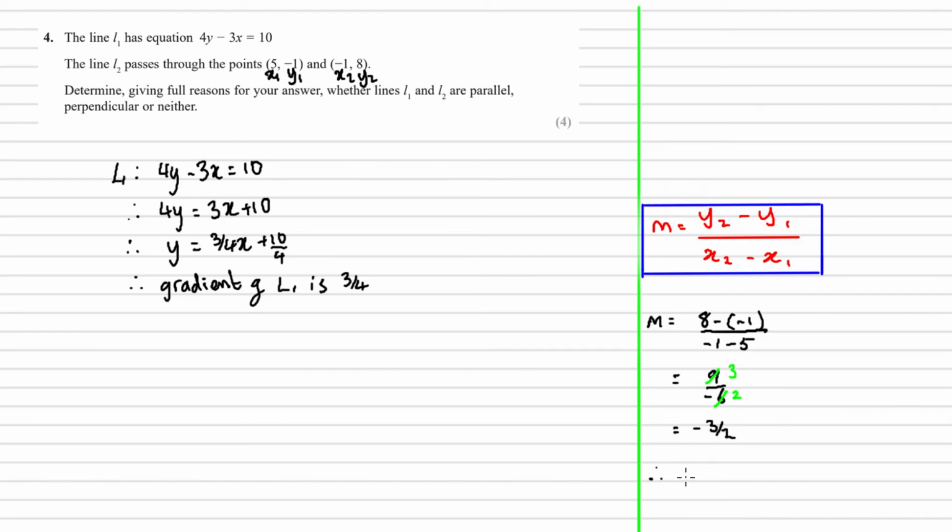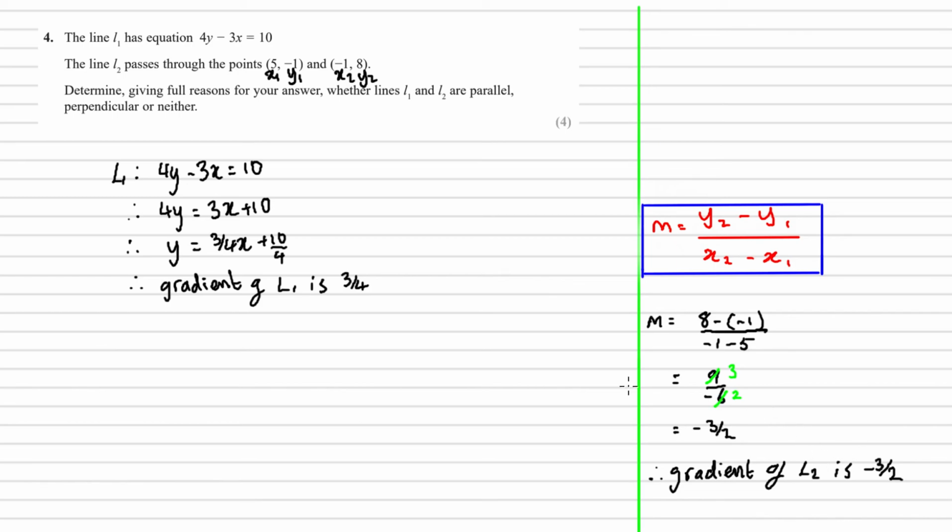So I can make a little statement here, and I can say the gradient of line L2 is minus 3 over 2. Now I can compare the gradients. They're not the same, so the lines are not parallel, and they're not the negative reciprocal of one another, so they're not perpendicular, so they're neither.